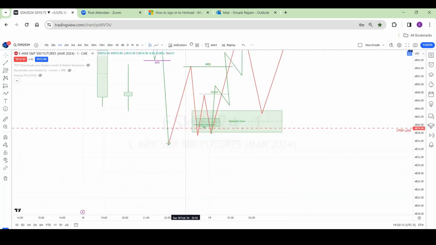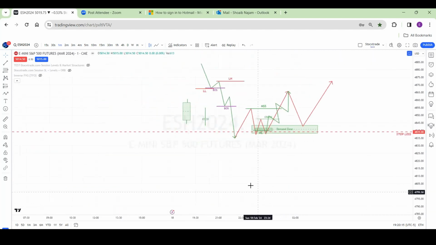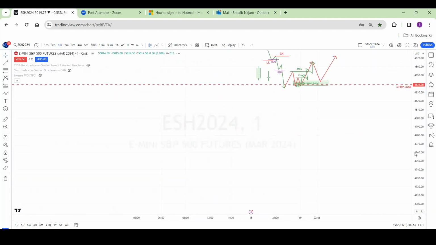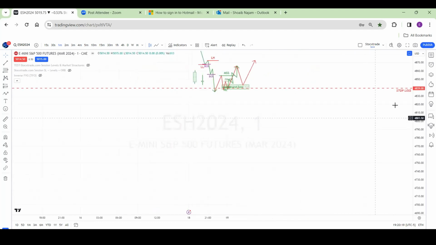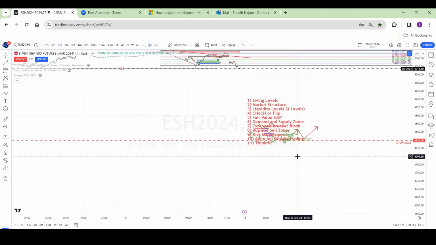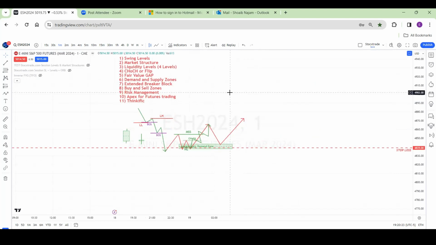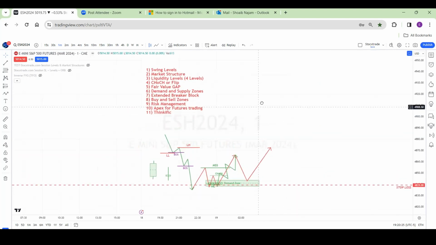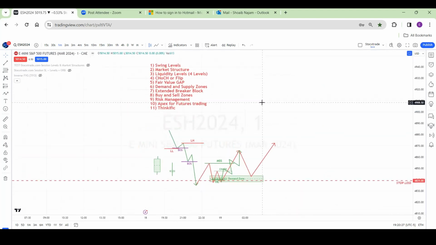Okay, so I'm just giving you some definitions, so that once we go into the chart, you know what is break of structure and what is change of character. So up to here, any question, guys?